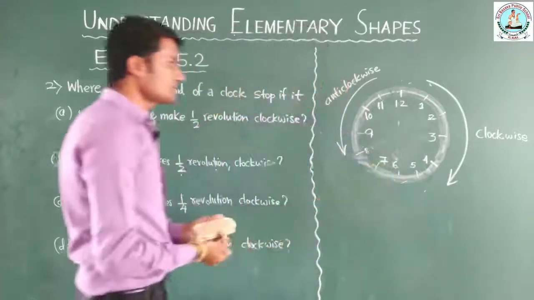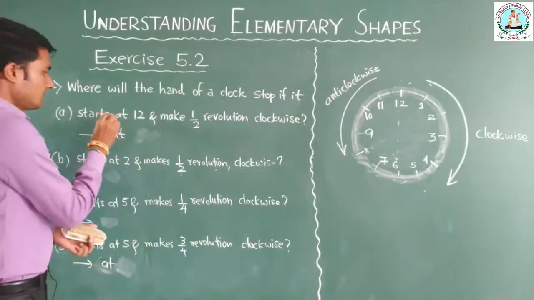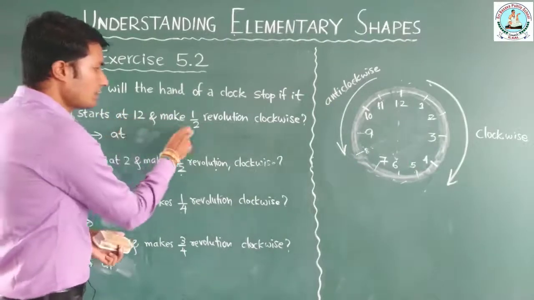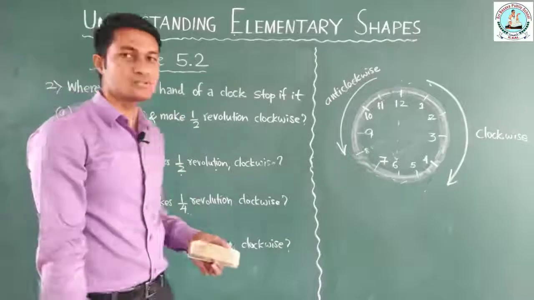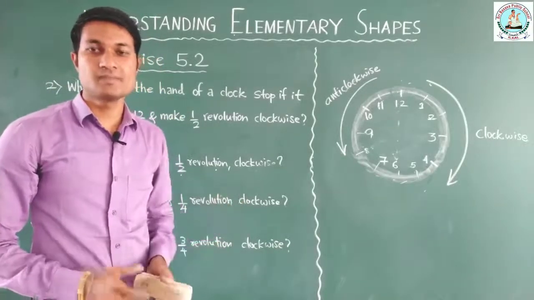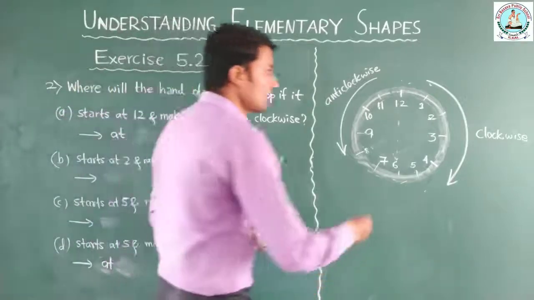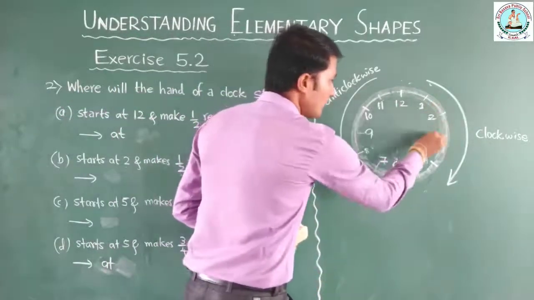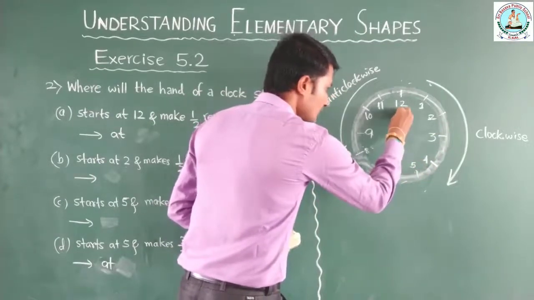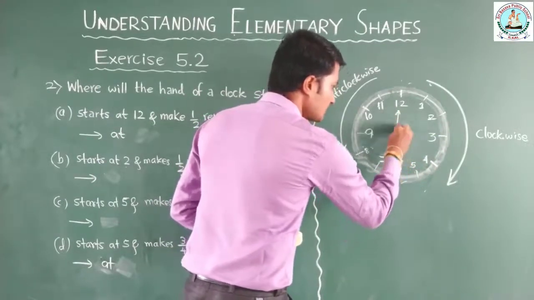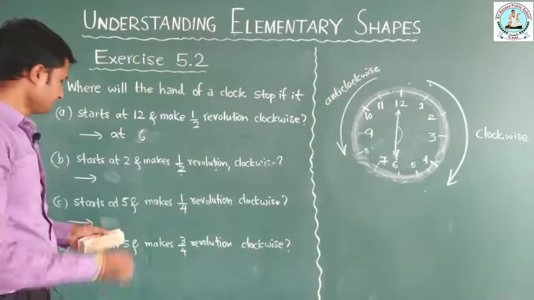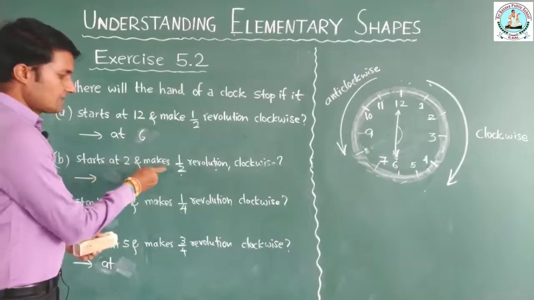The first question reads: the hand of a clock has started at 12 and made half revolution clockwise. Half revolution, as I said, means how many units it has to cover? 8 units. So just count and tell now: 1, 2, 3, 4, 1, 2, 3, 4. So totally 8. So it will have reached 6. Next, it starts at 2 and makes half revolution.